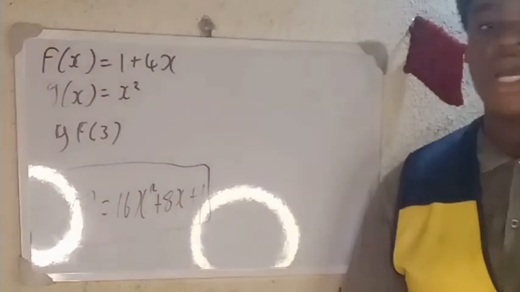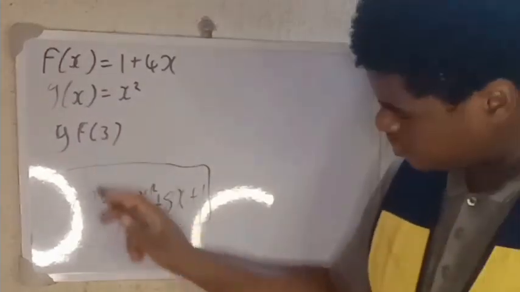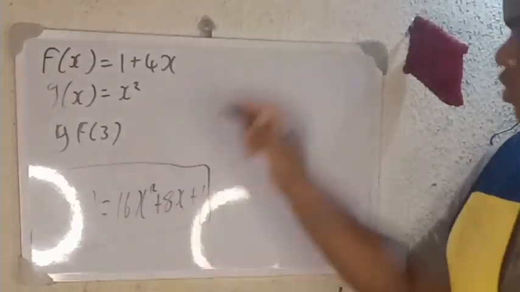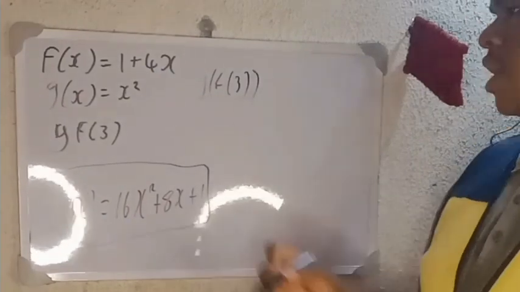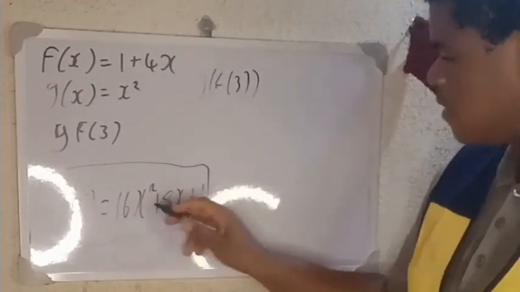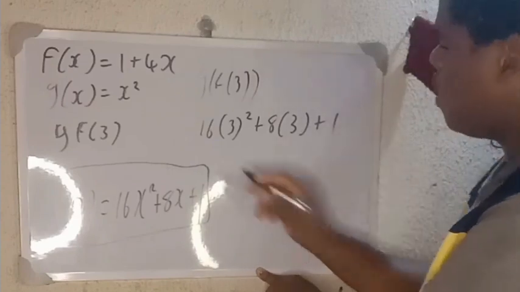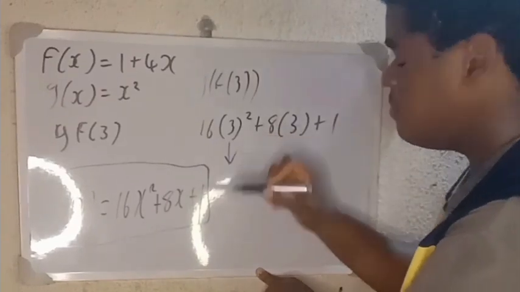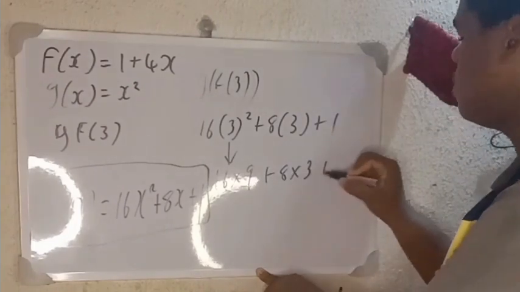So now the question asks us to find g of f of 3 and not g of f of x. So we have to replace 3 into this bracket here. So g of f of 3, I believe that's how they say it. Okay, g of f of 3, by the time you place 3 inside the bracket here, that will be 16 bracket 3 squared plus 8 bracket 3 plus 1. This can be simplified to 16 times 9 plus 8 times 3 plus 1.